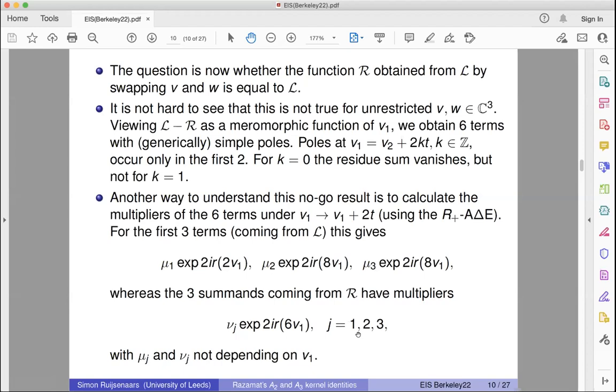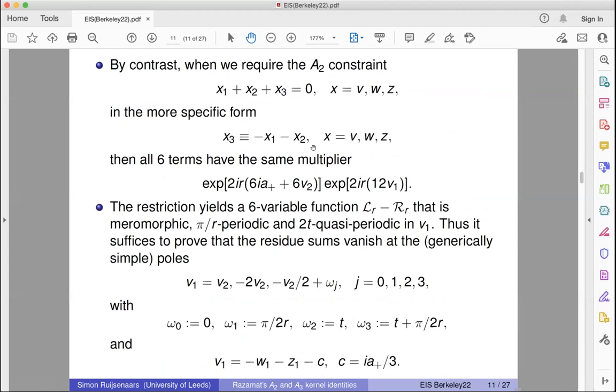From now on, we're going to require it. And we're going to put x3 equal to minus x1 minus x2 to implement that. And lo and behold, then you get for all six terms the same multiplier. That's the multiplier. So now we have a six variable function.